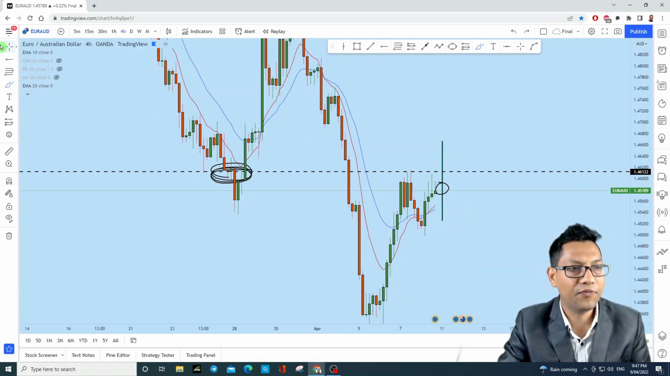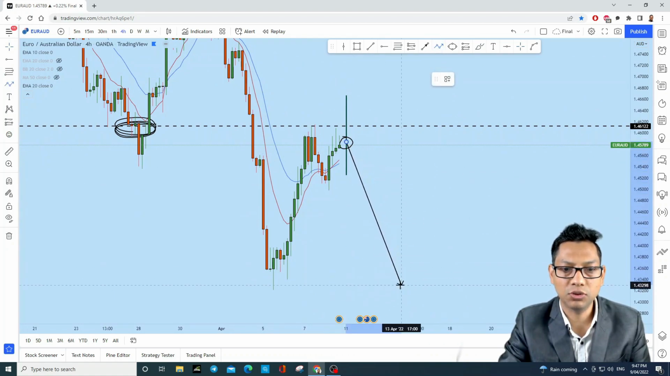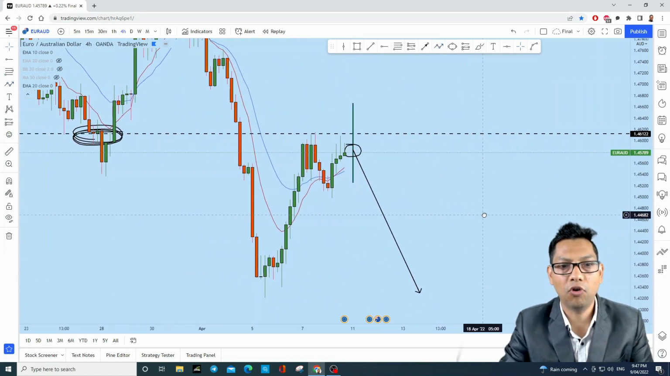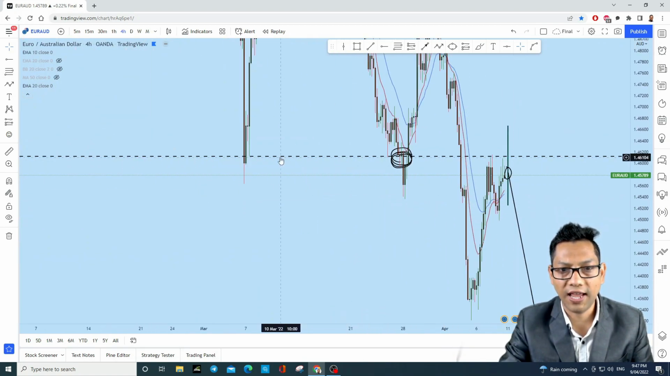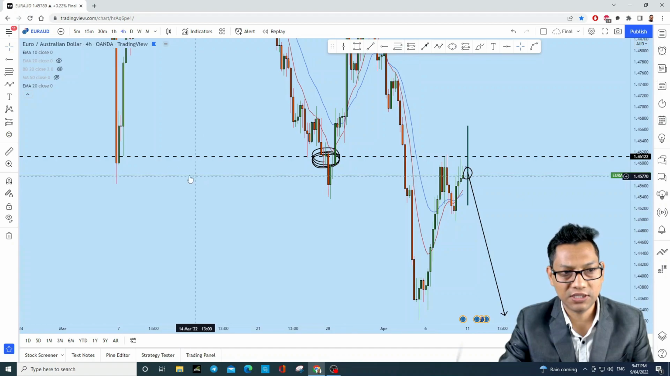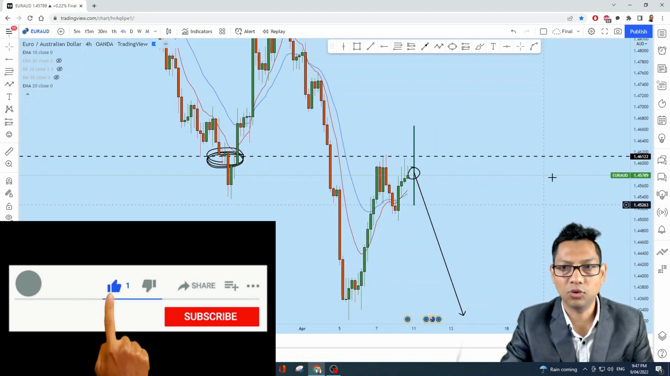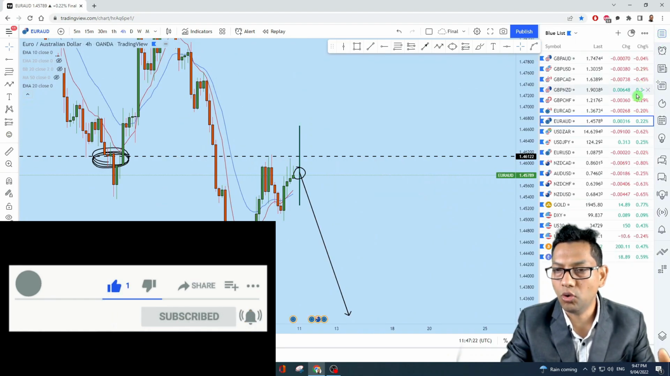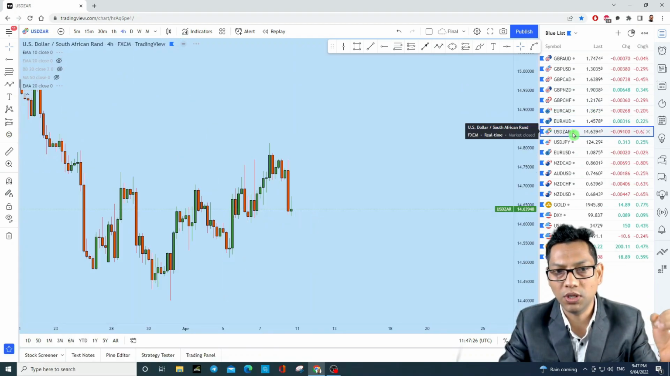It could happen in a different way, but the price action is highly bearish. So this is what I will be waiting for, a short entry opportunity in EURAUD, as this support level is now acting as resistance, and finally it is likely to drop to the downside. So EURAUD bearish. Let's see what's happening with USDZAR.